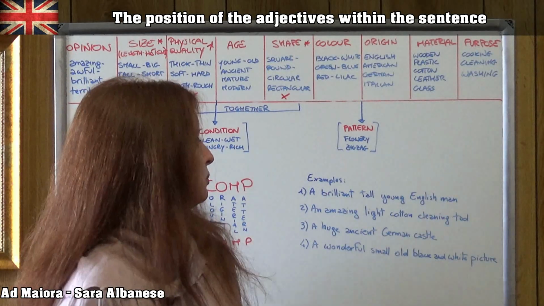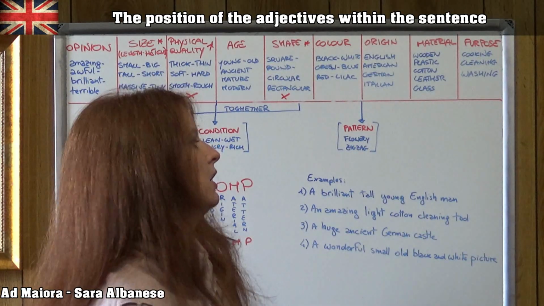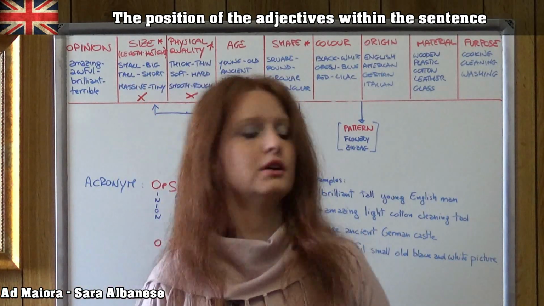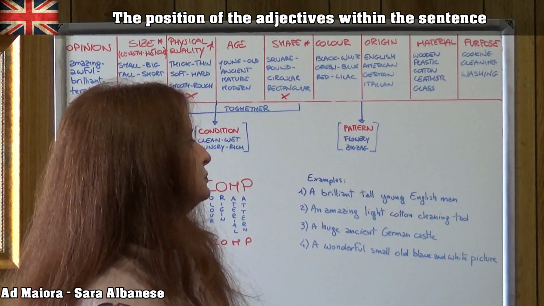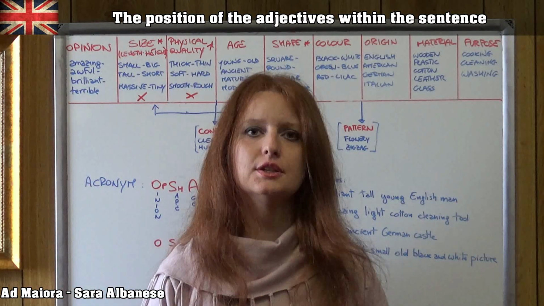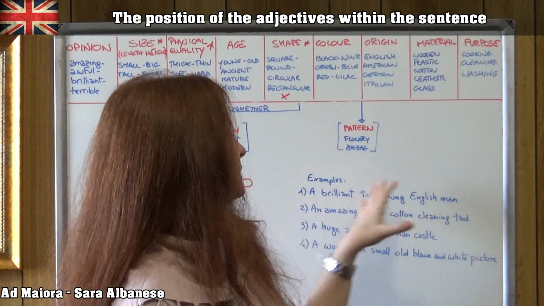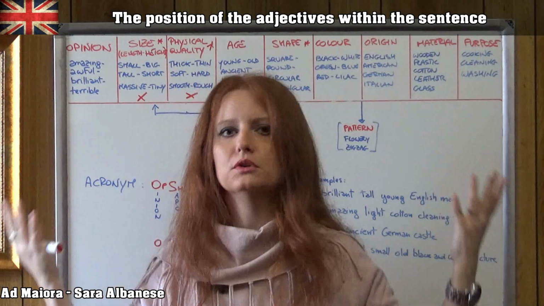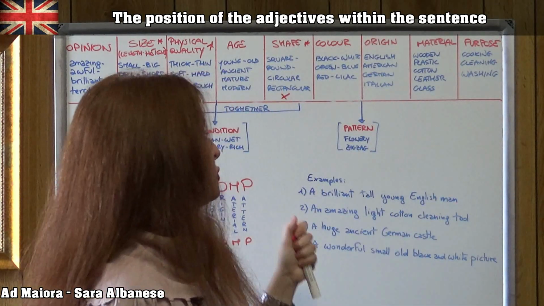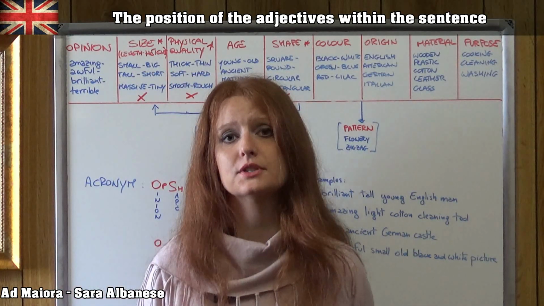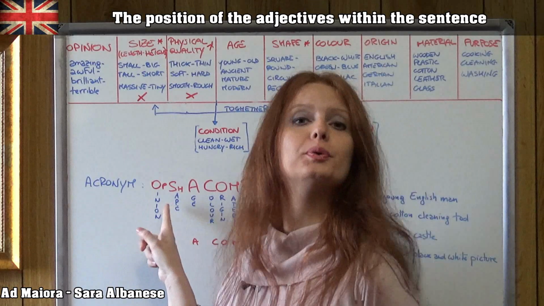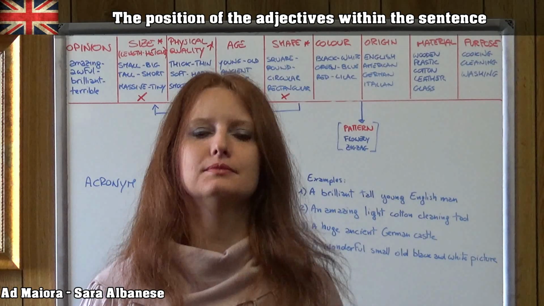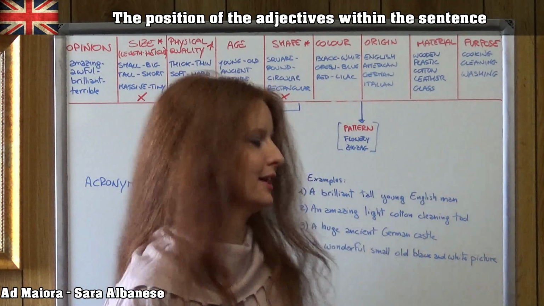Let's start with the first example. So, a brilliant, tall, young English man. Okay, first of all we have the article here, then the last position is the noun, man, and these 4 adjectives have to follow our order, obviously. So first of all, brilliant, it's obviously an opinion, it's an OP, because it's my own opinion, it's quite subjective. I find him brilliant, maybe you can find him dumb.